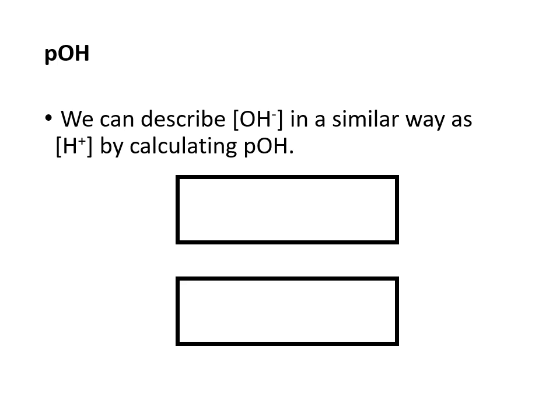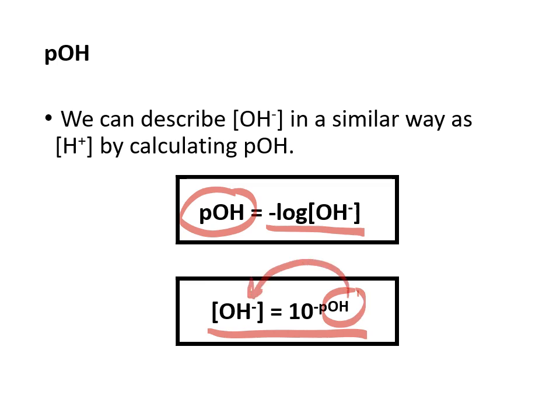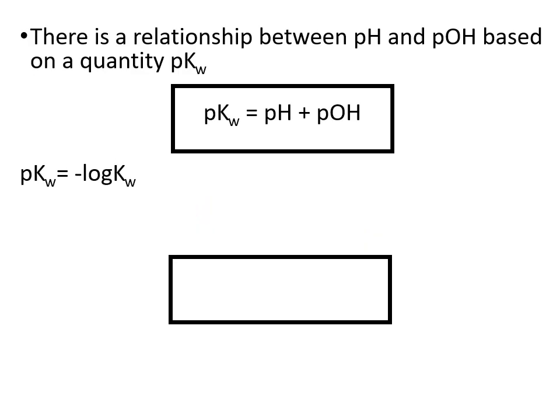We can apply this same exact concept of pH to pOH. We can logify it as well, just to make it a little bit easier to look at. If you take the negative log of the OH concentration, that will give you the pOH value. And of course, we can reverse this process as well. If you have the pOH, you can take 10 to the exponent negative pOH, and that'll give you the concentration of the OH.